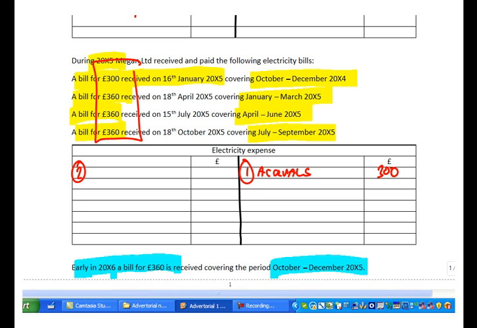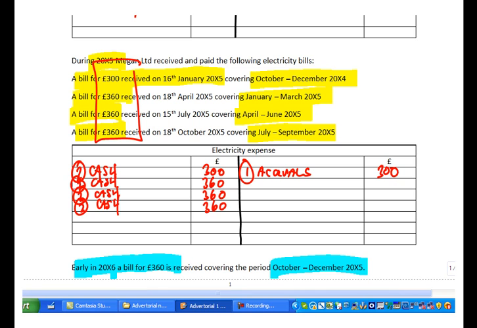Debit the electricity expense. So we'll have a cash payment for 300, another cash payment for 360, another cash payment for another 360, and then a final cash payment for another 360. So you've got the first bill of 300 and then 3 subsequent bills of £360 each.